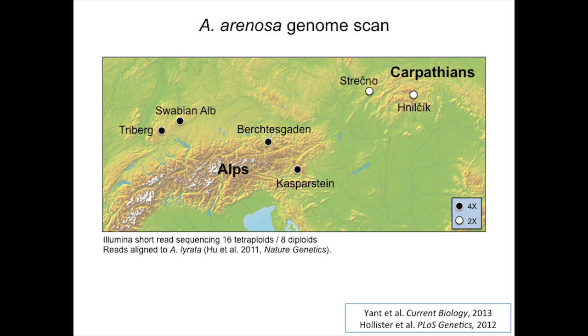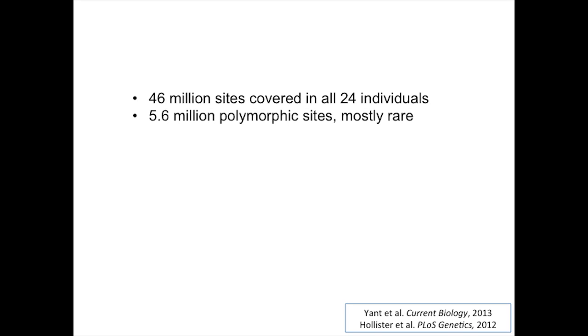We sequenced 16 tetraploids and 8 diploids, and we aligned everything to the published lyrata genome. And here are a few numbers for you. So we have 46 million sites for which we had coverage in every single individual. Those are the ones we limited ourselves to for analysis. But this was actually really good at covering most of the genes. So most genes have at least some coverage in this data set.